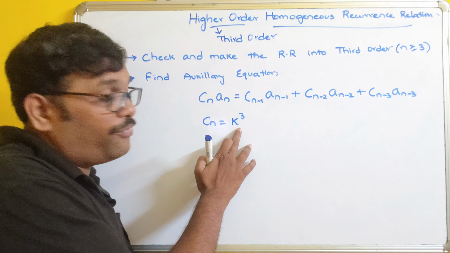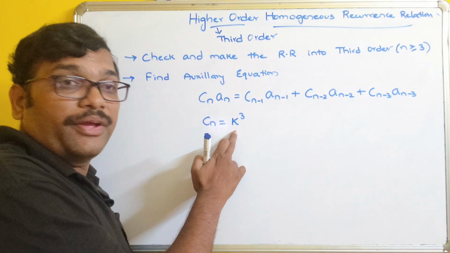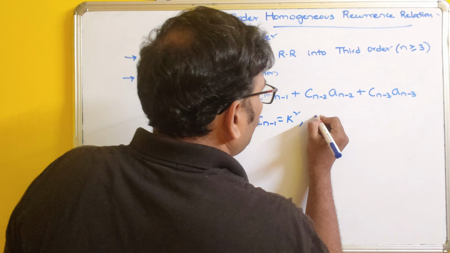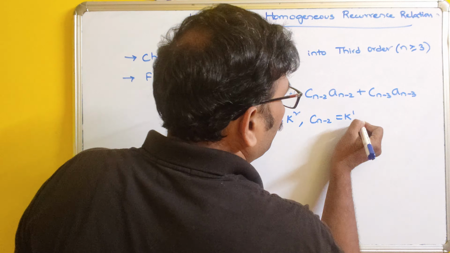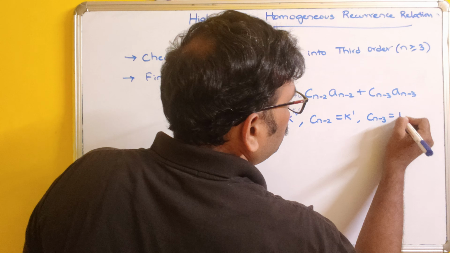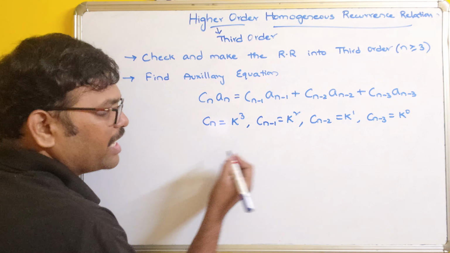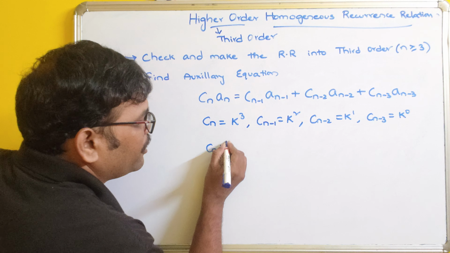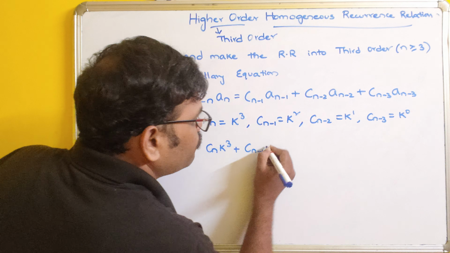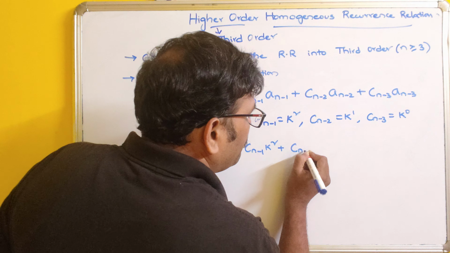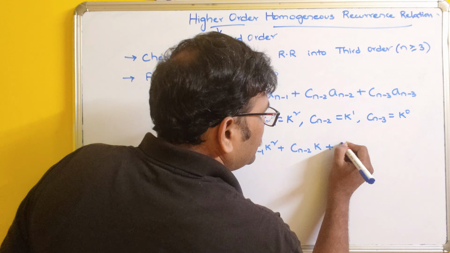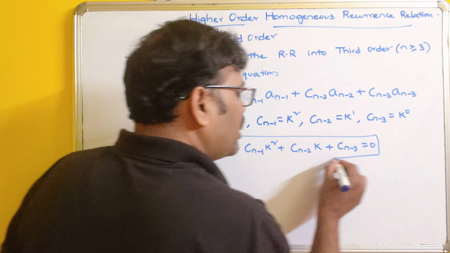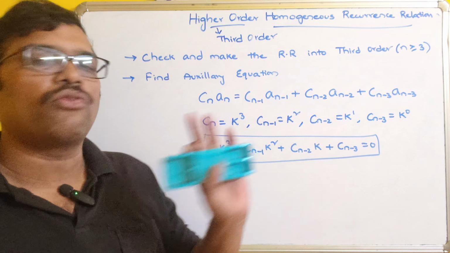If it is a fourth order, it will be k power 4. If it is a fifth order, k power 5, and decrease. So Cn minus 1 is equal to k square. Cn minus 2 is equal to k power 1. Cn minus 3 is equal to k power 0. So the auxiliary equation can be written as Cn k cube plus Cn minus 1 k square plus Cn minus 2 k plus Cn minus 3 is equal to 0. So Cn, Cn minus 1, Cn minus 2, Cn minus 3 are all constants.